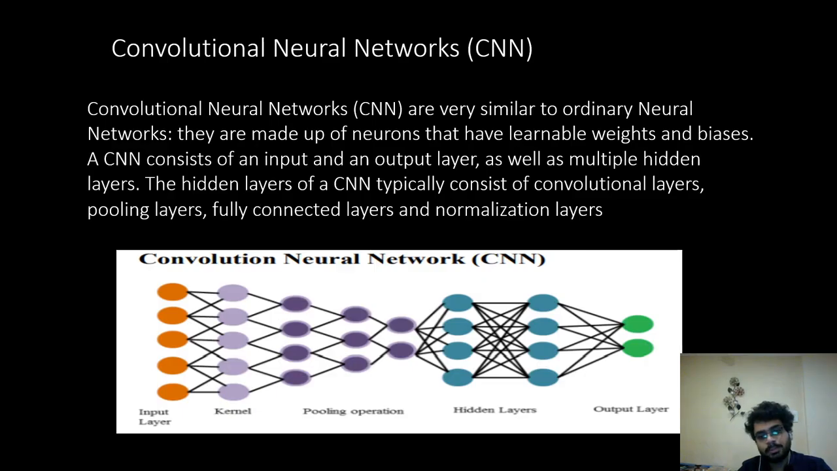So CNN is basically used for image classification. Wait, that's a misconception. A recent paper said that CNN can also be used for text classification, and it is actually better than RNN. A CNN basically consists of neurons that have learnable weights and biases. It has an input and output layer, and it can have multiple hidden layers. These hidden layers have the convolutional part, the pooling layer, the fully connected layers, and normalization layers.